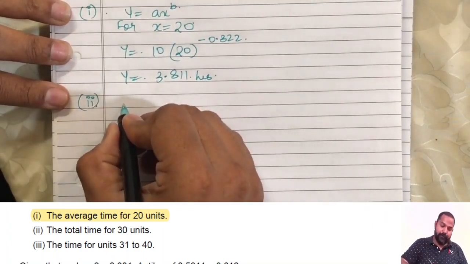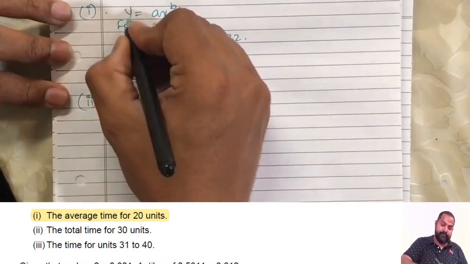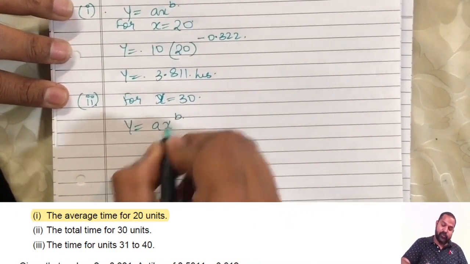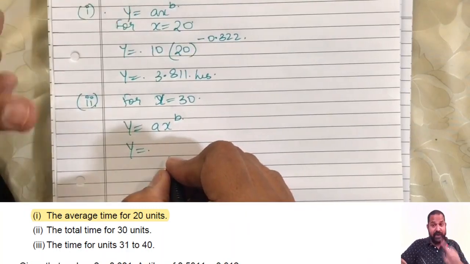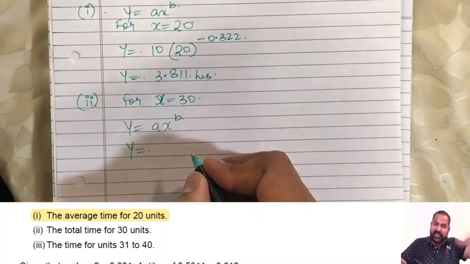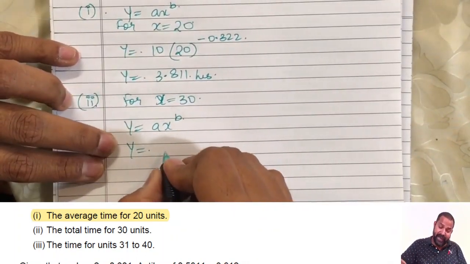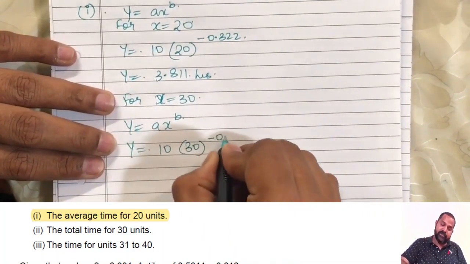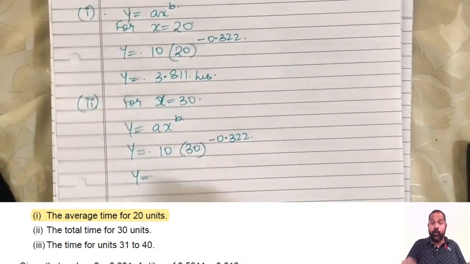So I am going to say for x equals 30. Again the same model. Y is ax raised to b. So the average time, see, I need a total, I understand. But I can't give you total directly. I will give you average and then I will total the average. So y is equal to a, which is 10, x, which is 30, raised to b, which is minus 0.322.